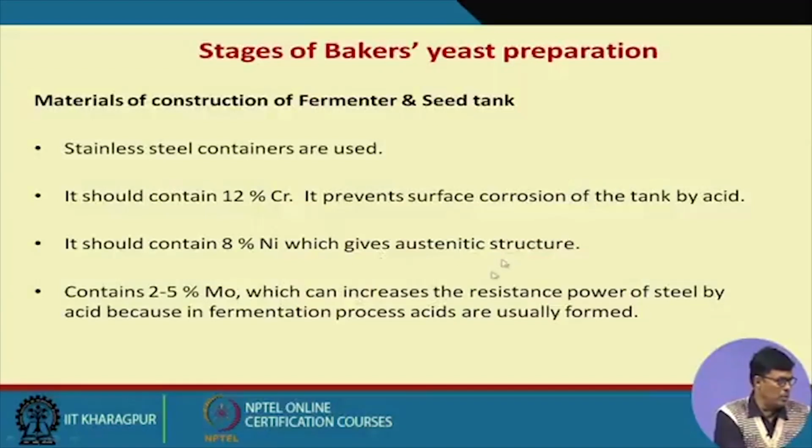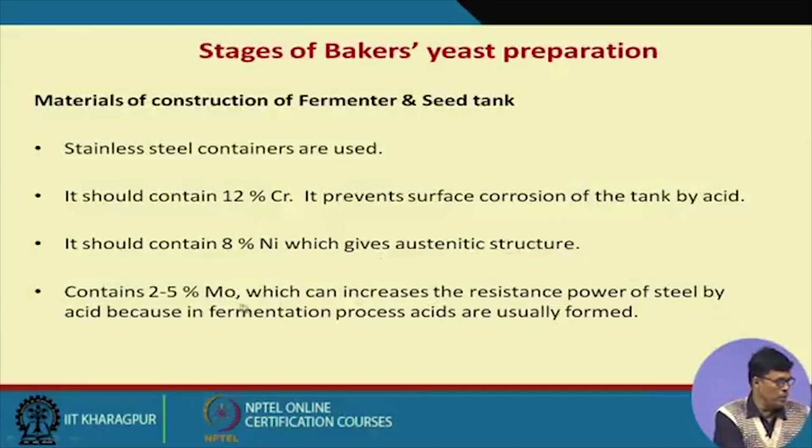If the surface of the metal structure is a little bit rough, then what will happen? The cells will grow on the surface of the material of construction. That is undesirable. In a stirred tank reactor, we want all cells to grow in the liquid itself, not on the surface of the container. So this is the requirement. 8% nickel is required to give the austenitic structure.